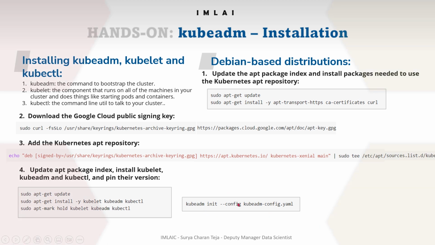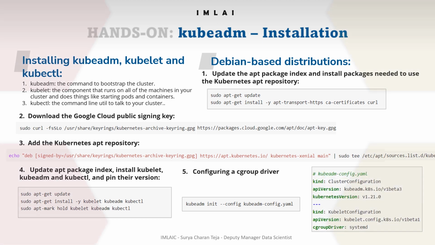You can say kubeadm init with the config file, kubeadm-config.yaml. To configure your cgroup driver, see, this is our config.yaml. Of course, the files won't change much.